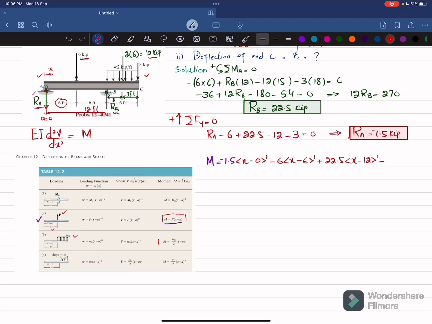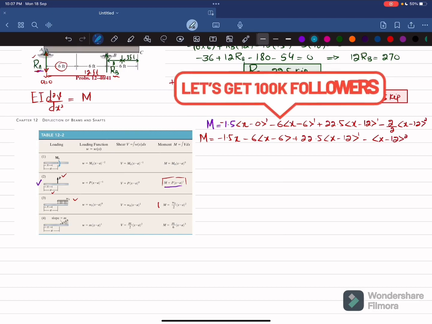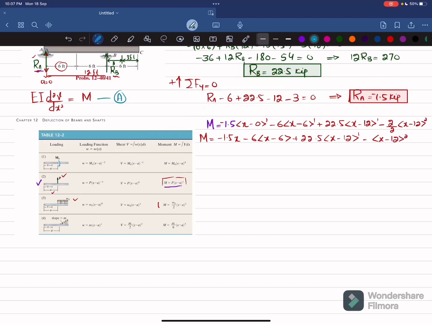So minus w naught. w naught is 2 kips. So 2 divided by 2 into x minus 12 power 2. So this is the equation, I will write it again: moment is equal to minus 1.5 x minus 6 into x minus 6 plus 22.5 into x minus 12 power 1 minus x minus 12 square. So this is the moment equation. Now this is your equation number A. So put the value of M in equation A.